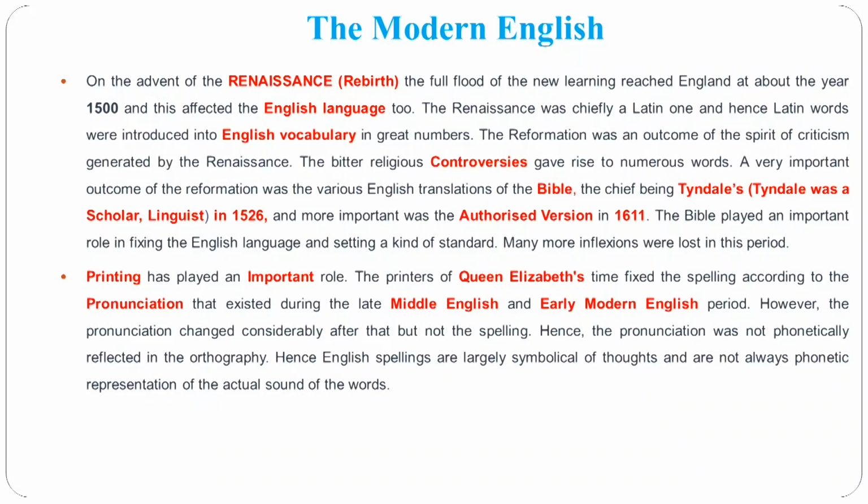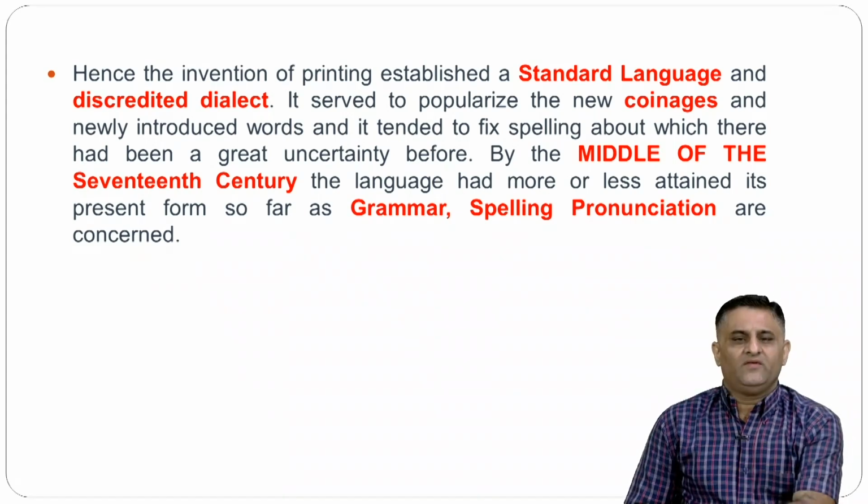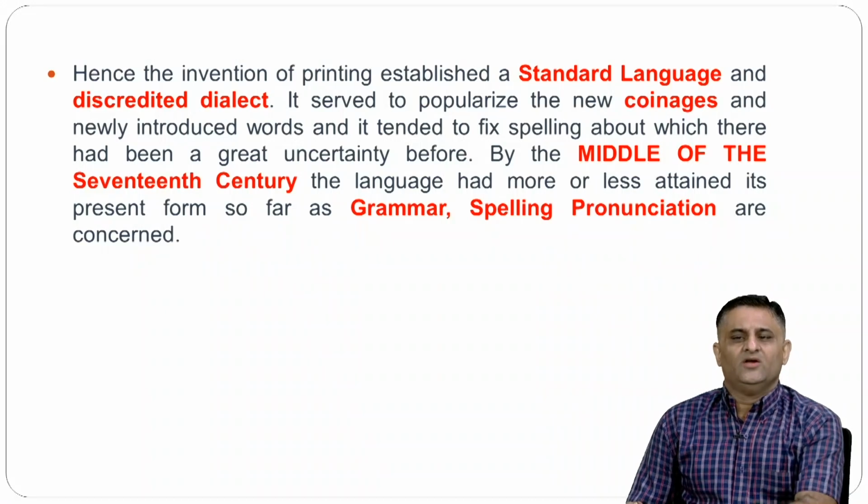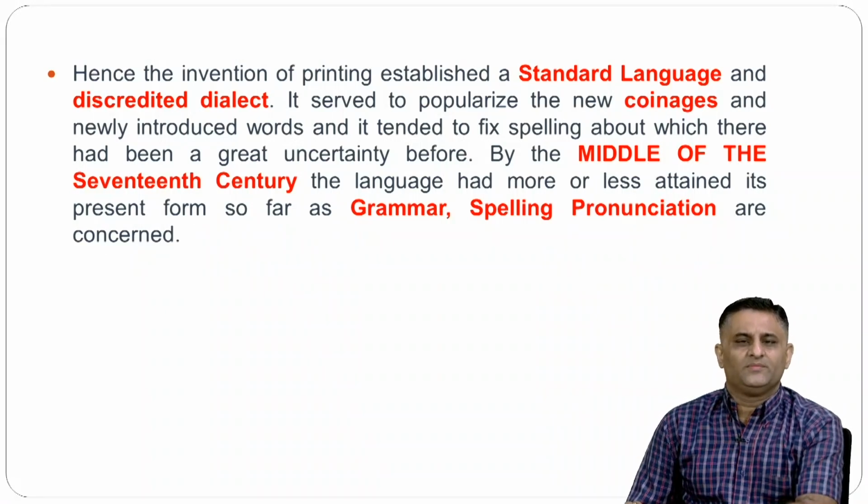Dear students, in the second paragraph, you can see two major phenomena. Printing has played an important role, and the printers of Queen Elizabeth's time fixed the spelling as per its pronunciation. Hence, the invention of printing established a standard language and discredited dialect as well. It served to popularize new coinage and newly introduced words, and it tended to fix spelling, about which there had been great uncertainty before. By the middle of the period, the present form was reached, so far as grammar, spelling and pronunciation are concerned.